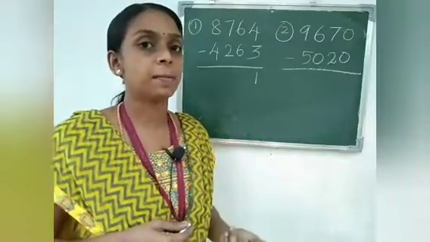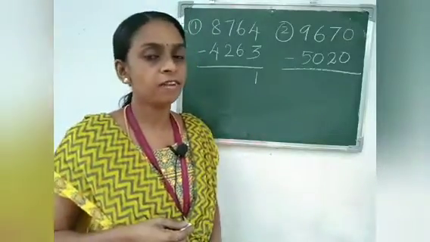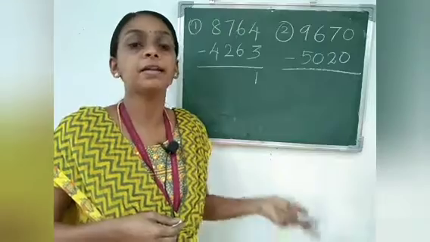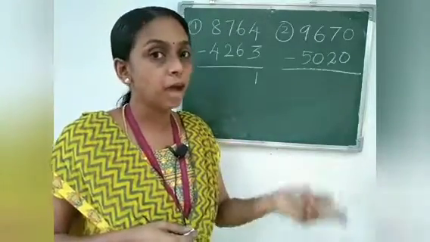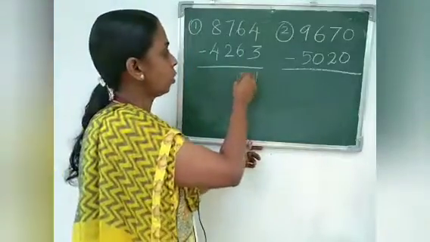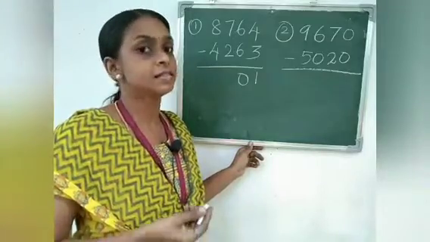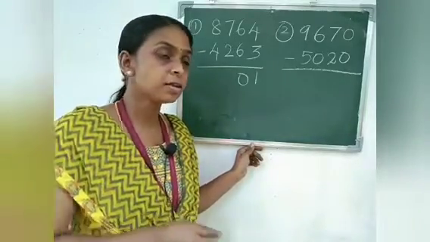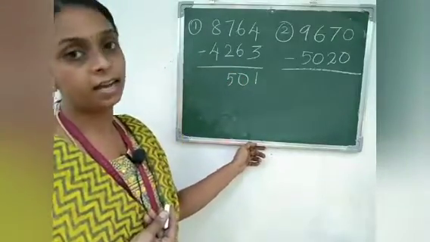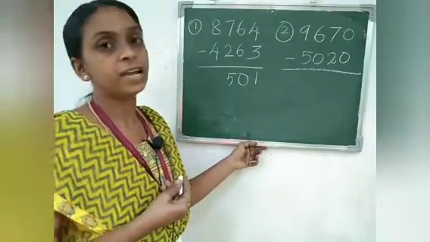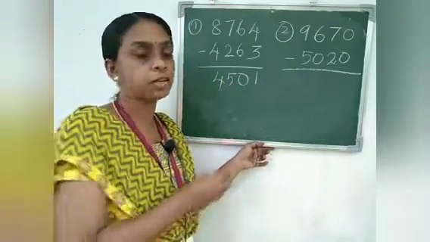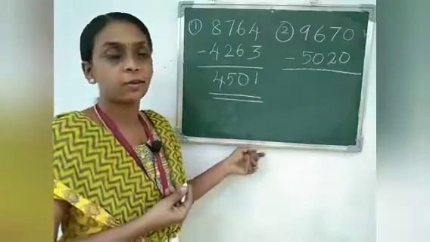0. When we subtract a number from itself, we get 0. So 6 minus 6 is 0. Next the hundreds place digits are 7 and 2. 7 minus 2 is 5. Then the last, thousands place digits are 8 and 4. 8 minus 4 is 4. So all of you read the answer.